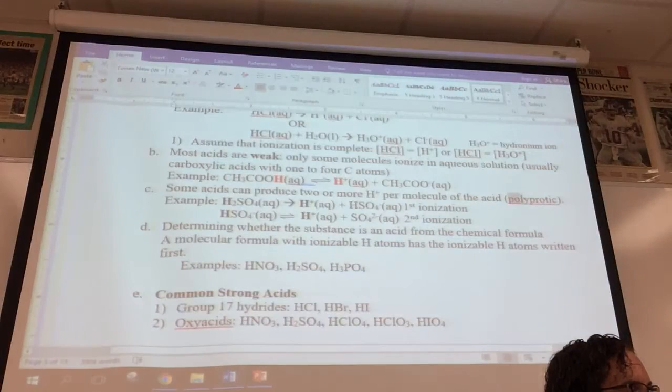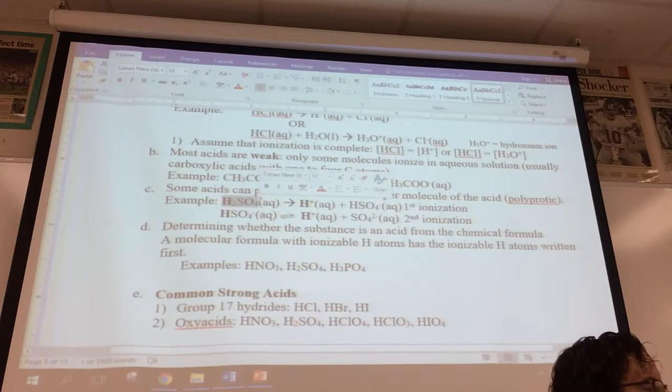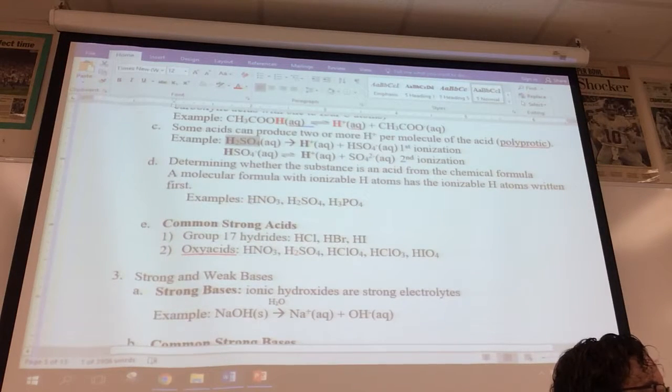Now, some acids are polyprotic. They can donate more than one proton. You see that with sulfuric acid, but we'll focus on that later in the year. I'm not concerned with that concept at all. Typically, the ionizable proton is the one in the front. However, if you have a Cu grouping, the ionizable proton is in the back. So just have a recognition of where it might be.